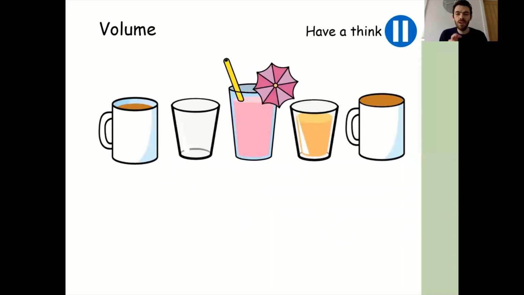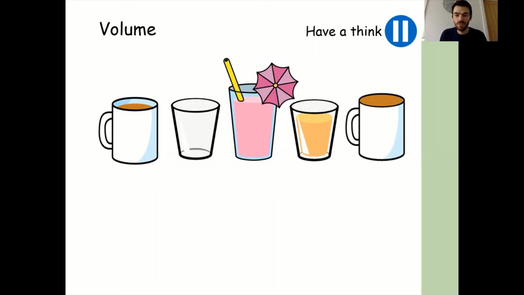Right, we're going to introduce a new word now, and it's called volume. Now, volume is a little bit different to capacity. Volume is all about how much liquid is actually in the container. The capacity is the most it can hold. The volume is how much liquid is in the container right now.